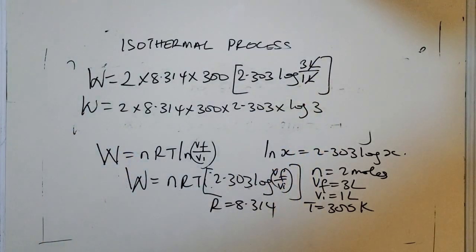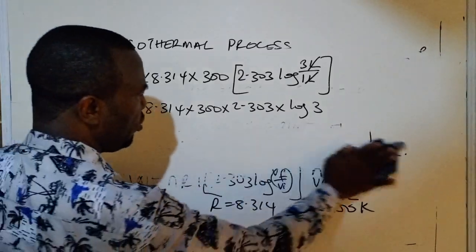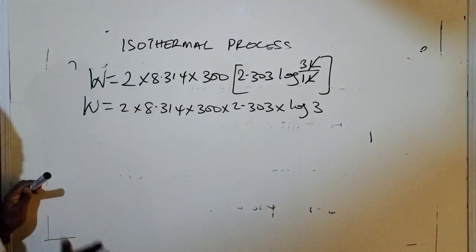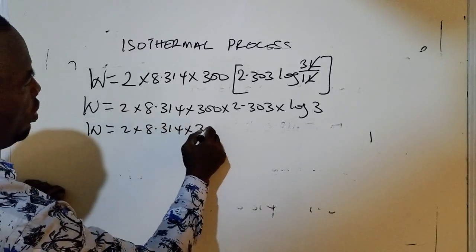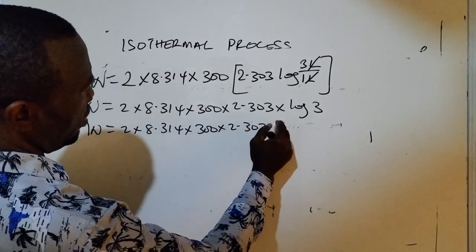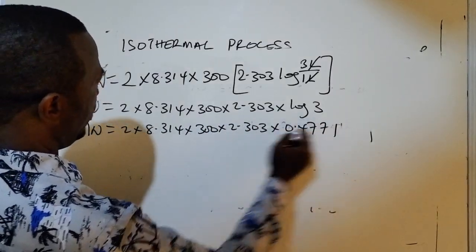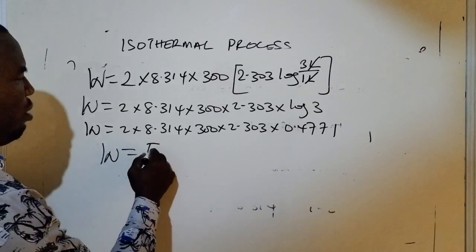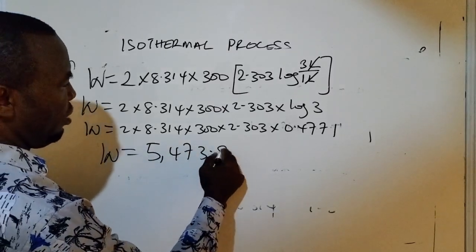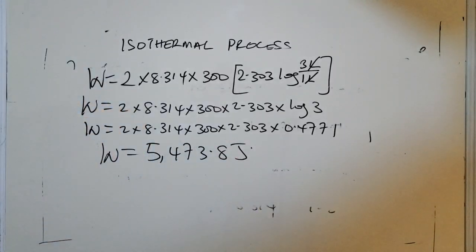So find log of 3. So log 3 will give us 0.4771. So we'll continue working. Our work becomes 2 times 8.314 times 300 times 2.303 times 0.4771. So the work done is going to be 5,473.8 joules. So that is the work done by the system.